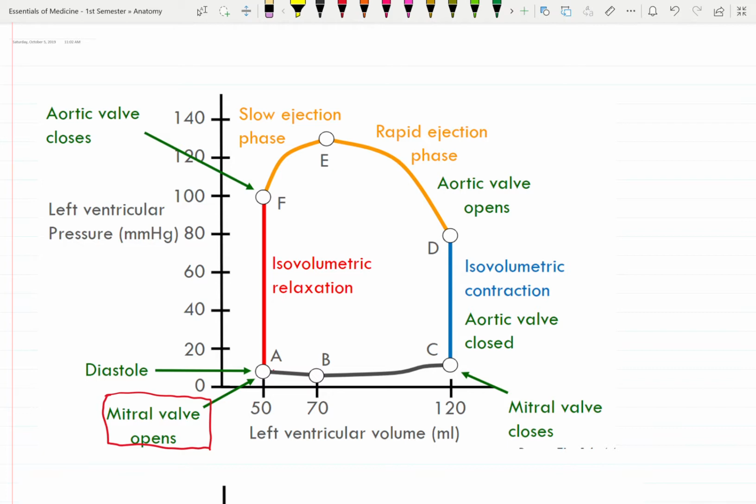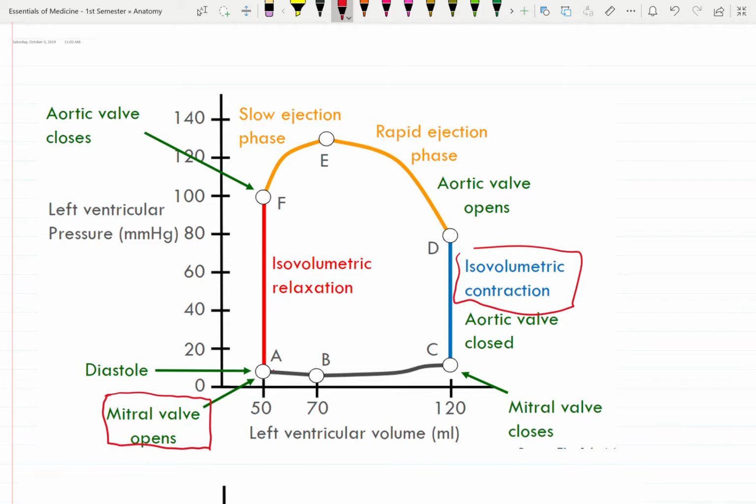the C to D, and C to D has a special name. It's called the isovolumetric contraction. Why? Because this is the point where we talked about the mitral valve closing. Okay, the mitral valve is closed, and the left ventricle will build up its pressure. And so once the buildup of the pressure of the left ventricle occurs, there will be a change in pressure, obviously, but that will be happening without a change in volume.